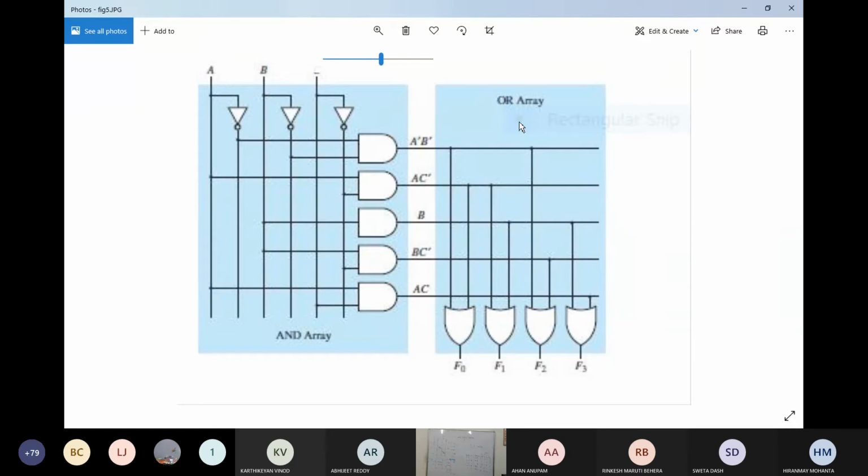PLA is a combination of an AND array and an OR array. That's it. Wrong. A ROM is a combination of a decoder and a mask circuit which can OR all the word lines. That is what a ROM is. These are all fixed structures. You cannot juggle with that. Is that clear?